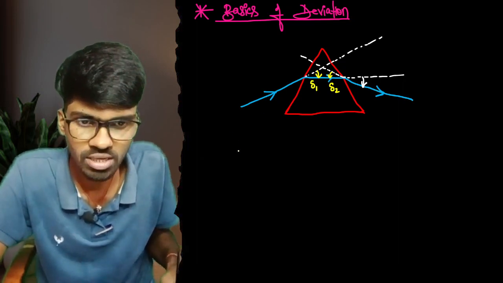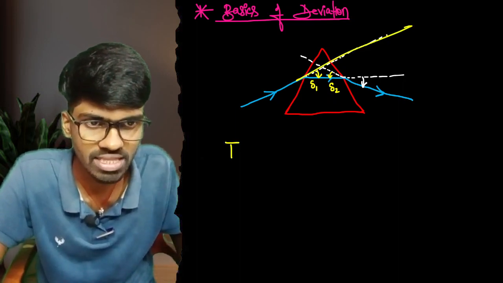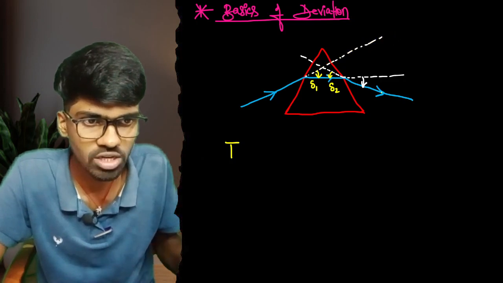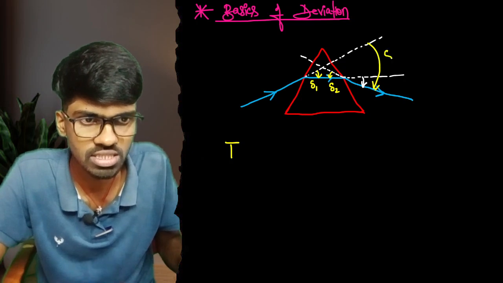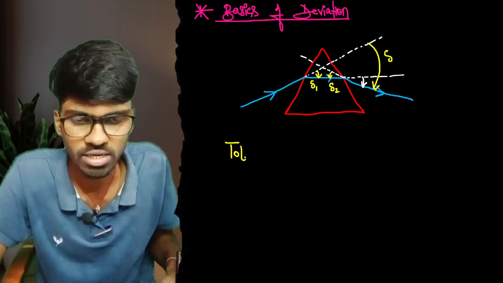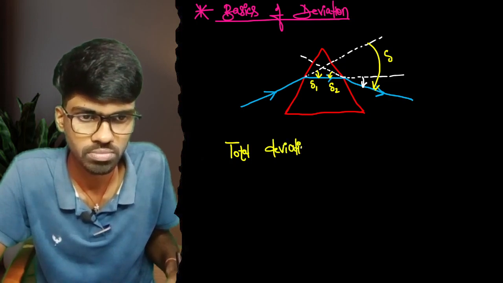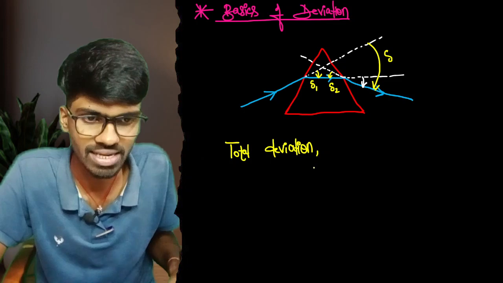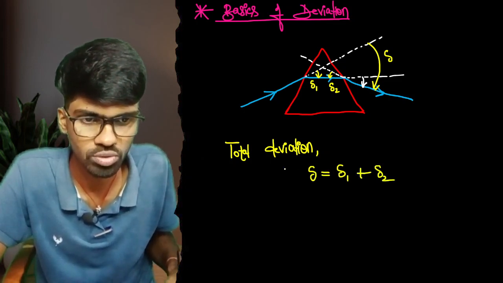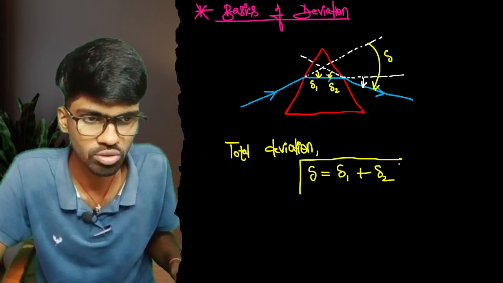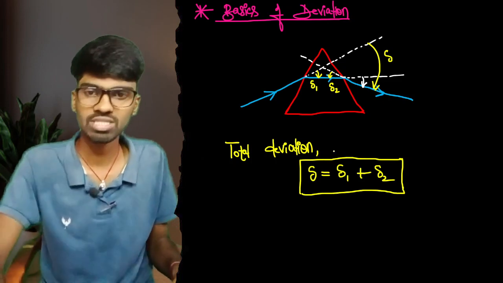If we further write the total deviation, the ray was coming like this and it goes like this. So the total deviation is this. You can write total deviation delta is equal to delta 1 plus delta 2. This is the total deviation. Got it? So this is the value of deviation.